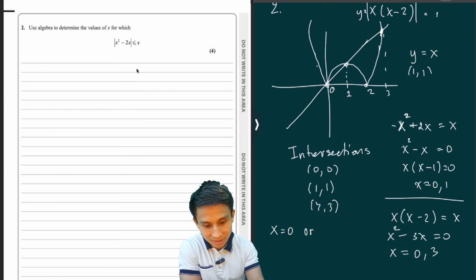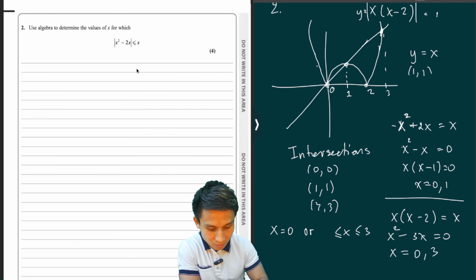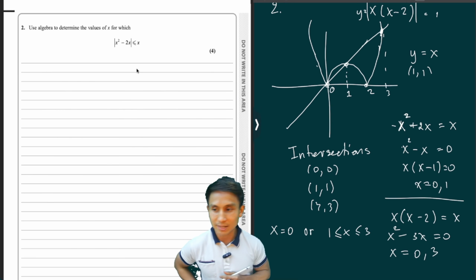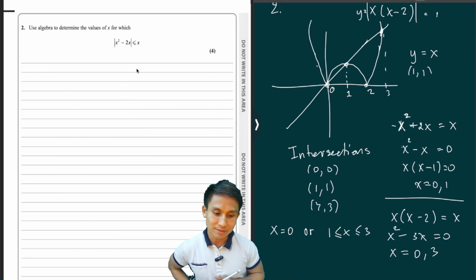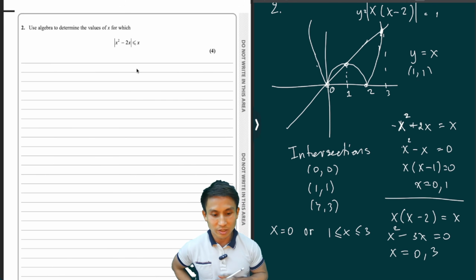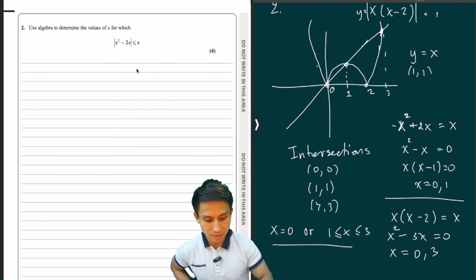Yeah. Okay. Now this part, right? So it goes from 1 to 3. So we got to put less than or equal to 3, greater than or equal to 1, with an equal sign on each side. Yeah, like that. And that's it. Because we want where the modulus is below or equal to the line. Yeah? So that's my answer there for number 2. Would be this, yeah?